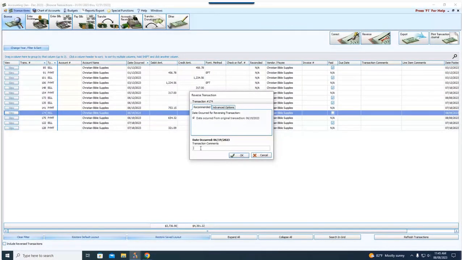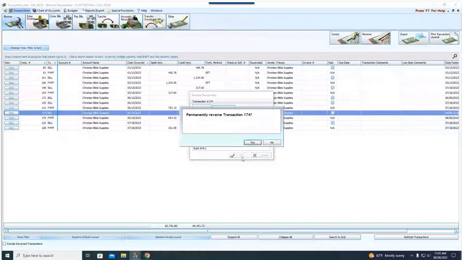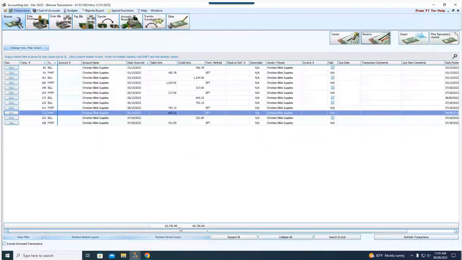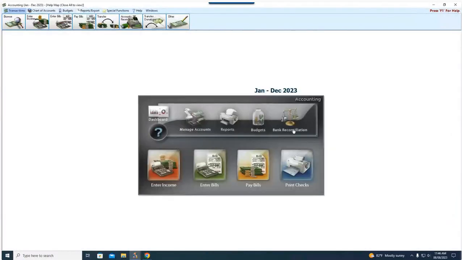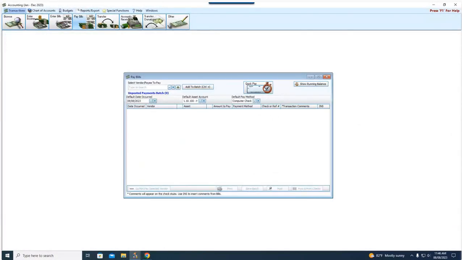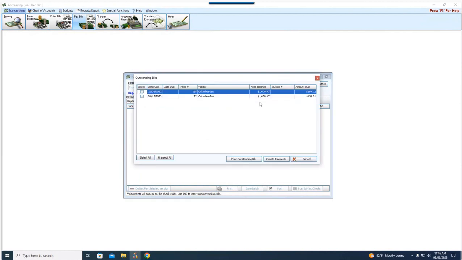I would enter comments of some kind. They're optional. Click OK. It'll say, are you sure? Click yes. Click OK when it's been reversed. And now notice our debits and credits are balanced. So we've put into Christian Bible supplies in the form of bills and we've paid them out equally. Now when we go back to pay bills, quick pay, and view outstanding bills, that one is now gone.